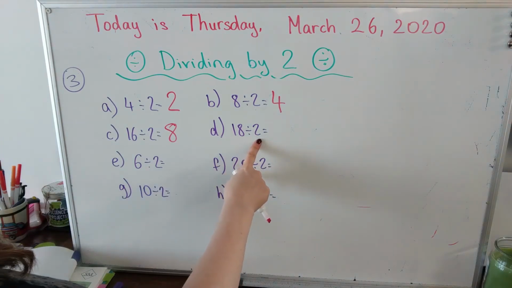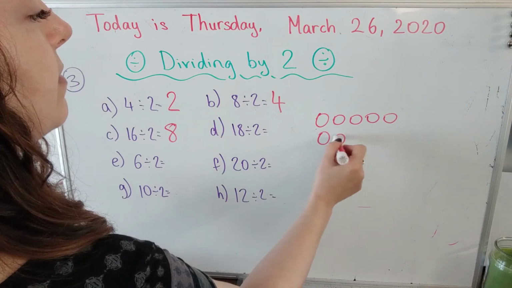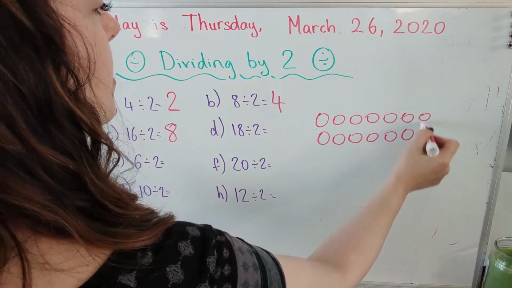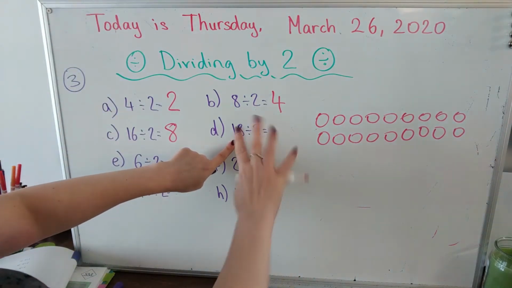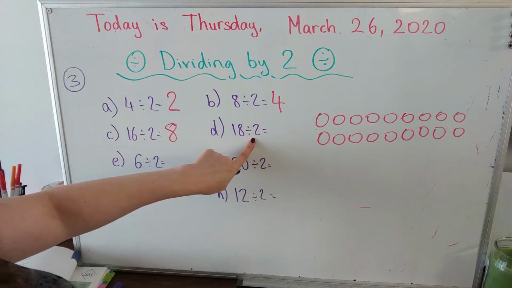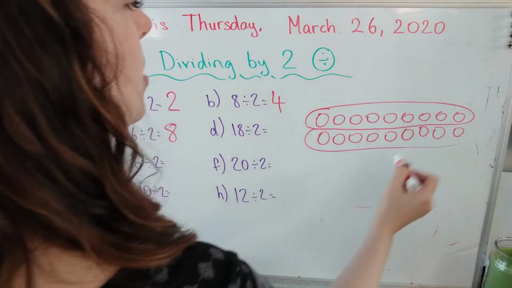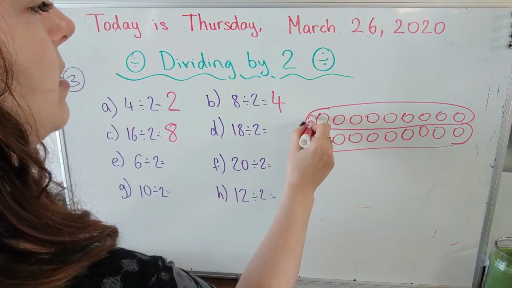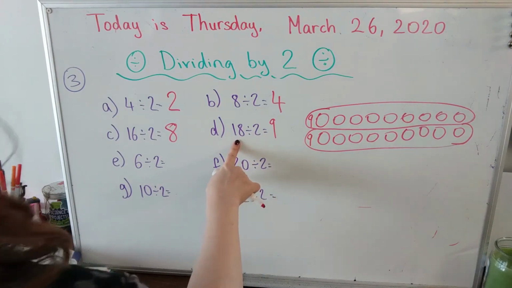Let's look at letter D, which is 18 divided by 2. 1, 2, 3, 4, 5, 6, 7, 8, 9, 10, 11, 12, 13, 14, 15, 16, 17, 18. There is my 18 counters dividing into 2 groups. Group 1, there is group 2. Inside each group, I have 9. 2 times 9 is 18.